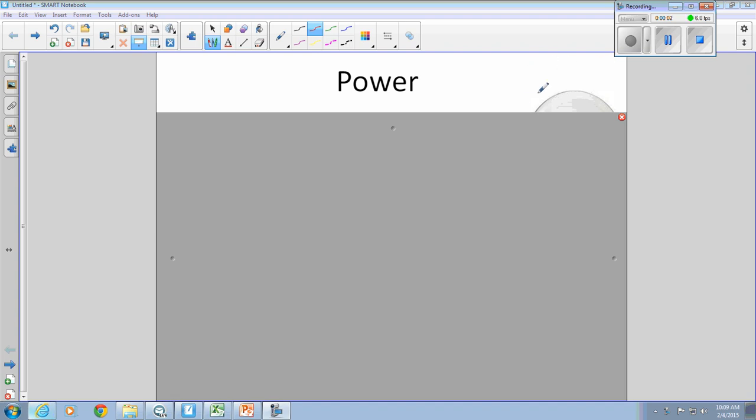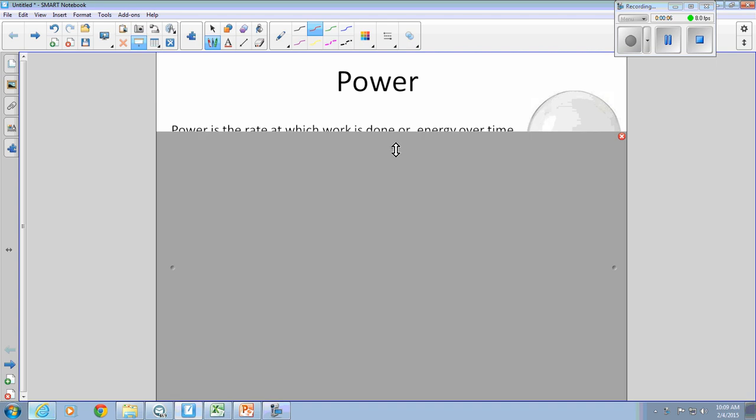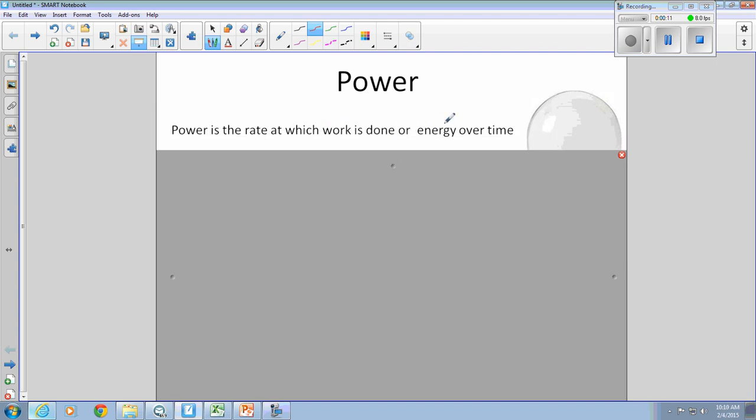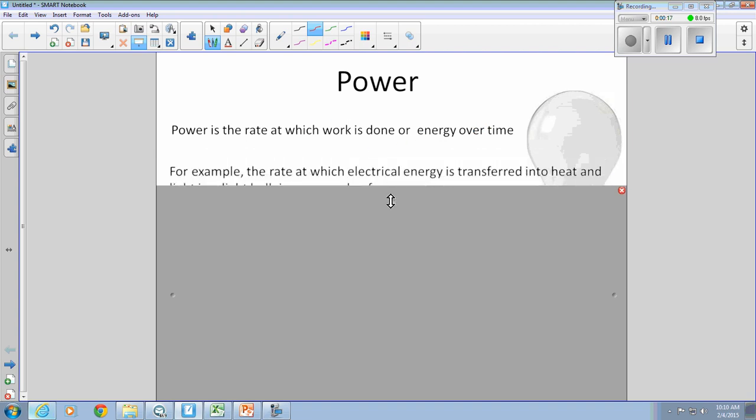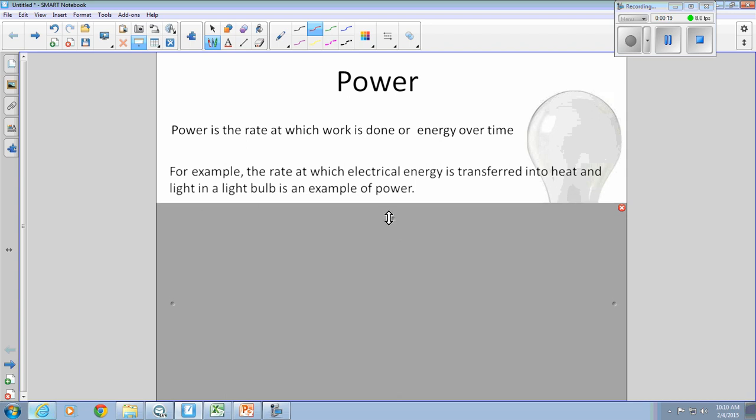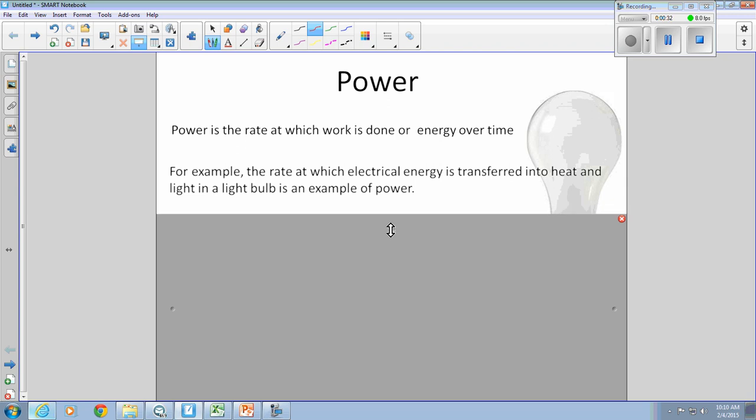The last thing we're going to talk about in our energy unit is how it relates to power. Power is the rate at which work is done, or the amount of energy over a unit time. Okay, it's a rate. Work per unit time or energy per unit time. Quick example, the rate at which electrical energy is transferred into heat and light in a light bulb, that's an example of power.